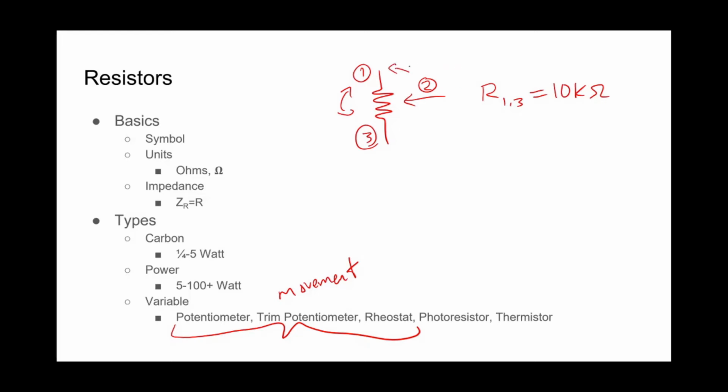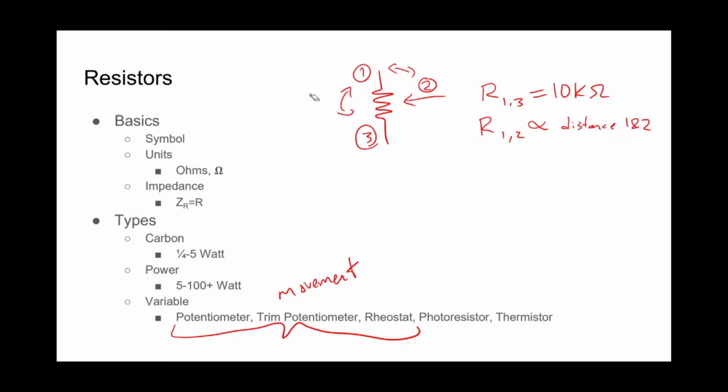However, the resistance between 1 and 2, or R sub 1,2, is directly proportional to the distance between 1 and 2. Another cool fact for you: the resistance between 1 and 2 is equal to the resistance between 1 and 3 minus the resistance between 2 and 3. So the sum of 1-2 and 2-3 will always equal 1-3. So anyway, cool fact for you.